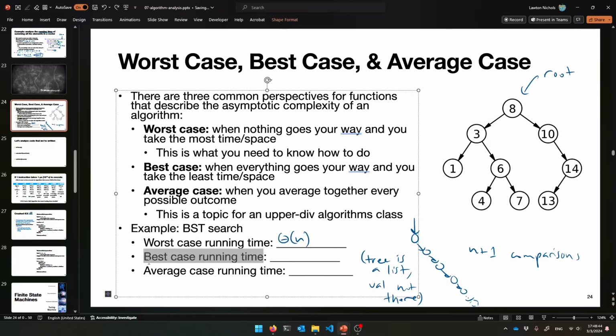Okay, what about the best case? What's the best your algorithm could do for searching for something in a binary search tree? Well, what if the value you wanted to search for was the number 8?